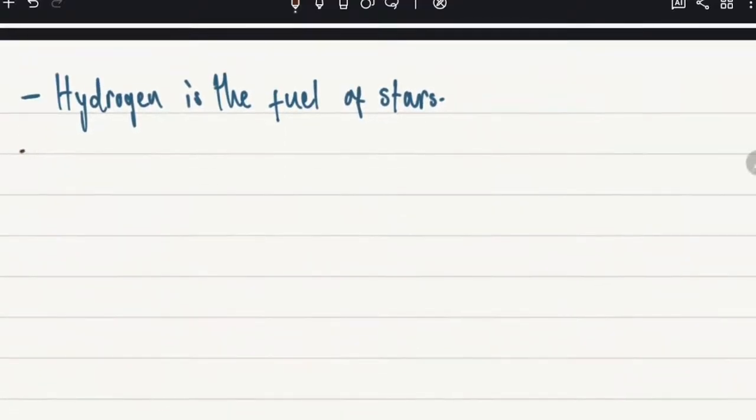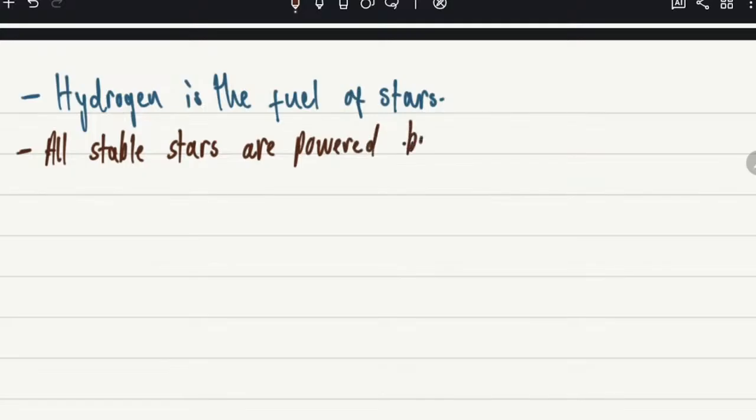You should write here, stable stars. All the stable stars are powered by hydrogen. How? You say they are powered by nuclear fusion reactions. So if they ask anything to do with this in the exam, you should confidently write it and move on to the next thing. Are we together?